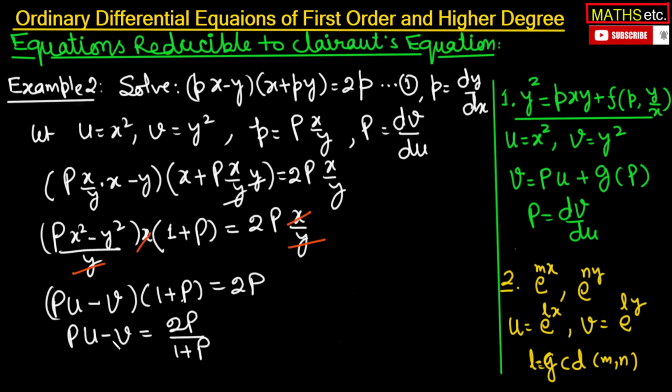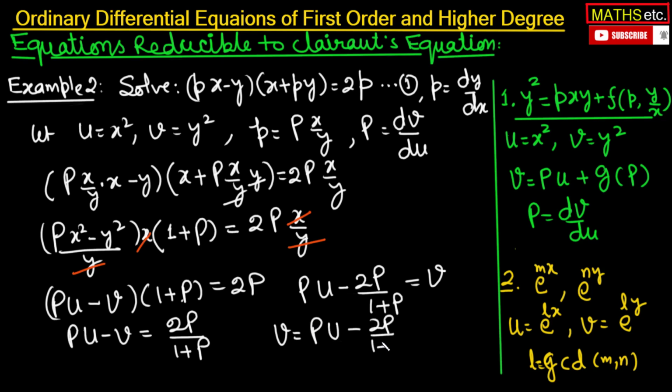Again, rearrange these terms. V we take to the right hand side, it will become positive. 2p over 1 plus p we take to the left hand side, it will become negative. So rewriting it, it becomes pu minus 2p over 1 plus p equals v. We can rewrite it as v equals pu minus 2p over 1 plus p. So clearly this one is Clairaut's form.